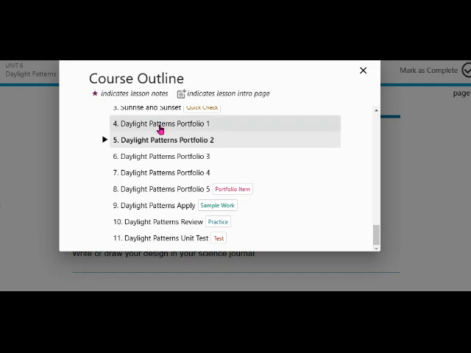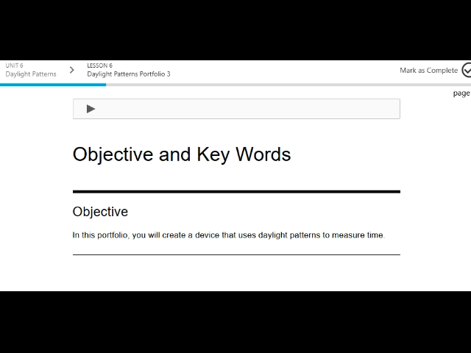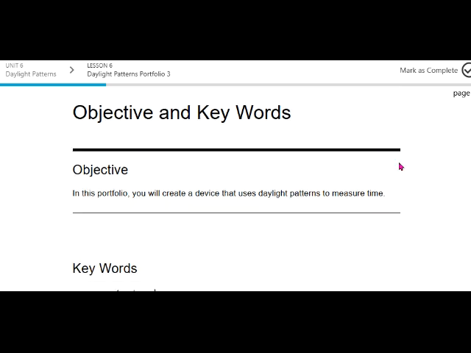Now, lesson 5. We're done with 4 and 5. Now we're going to move on to lesson 6. If you want to take a break and come back, that is absolutely okay. So this is the third lesson. Remember, there are 5 altogether for this portfolio.